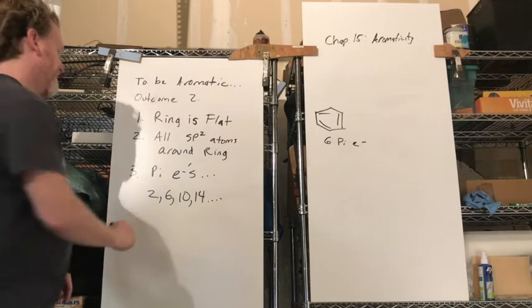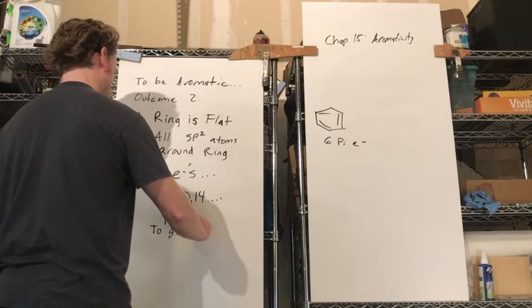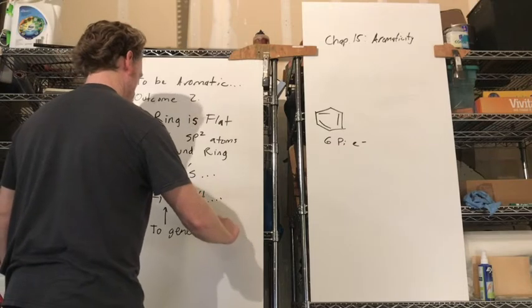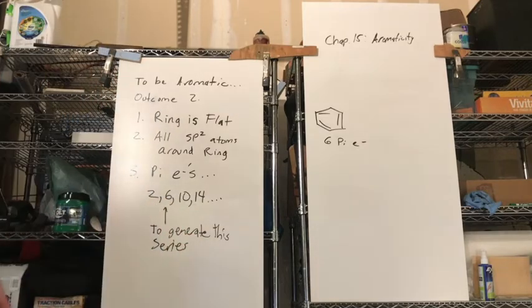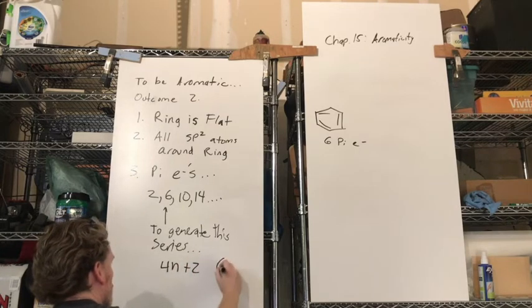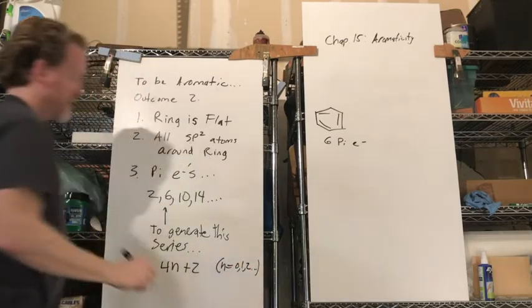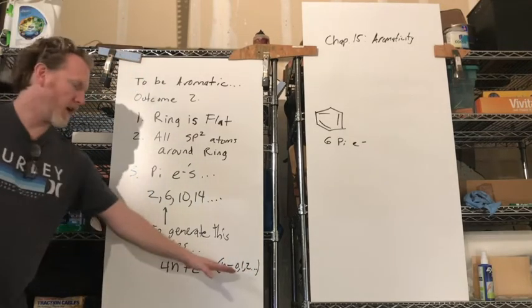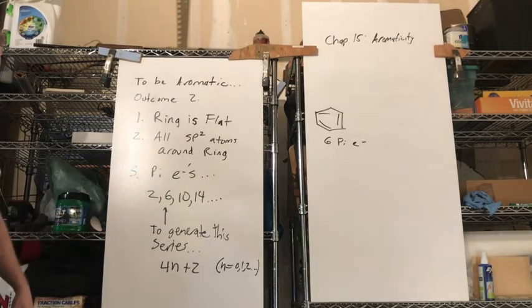So to generate this series, you use this formula: 4n plus 2, where n equals 0, 1, 2, and so on. This is just to help you figure out how many pi electrons you need. Students get confused a lot by thinking about the p orbitals. I forget why they get confused about this, but if you get confused, I'll get you out of it.